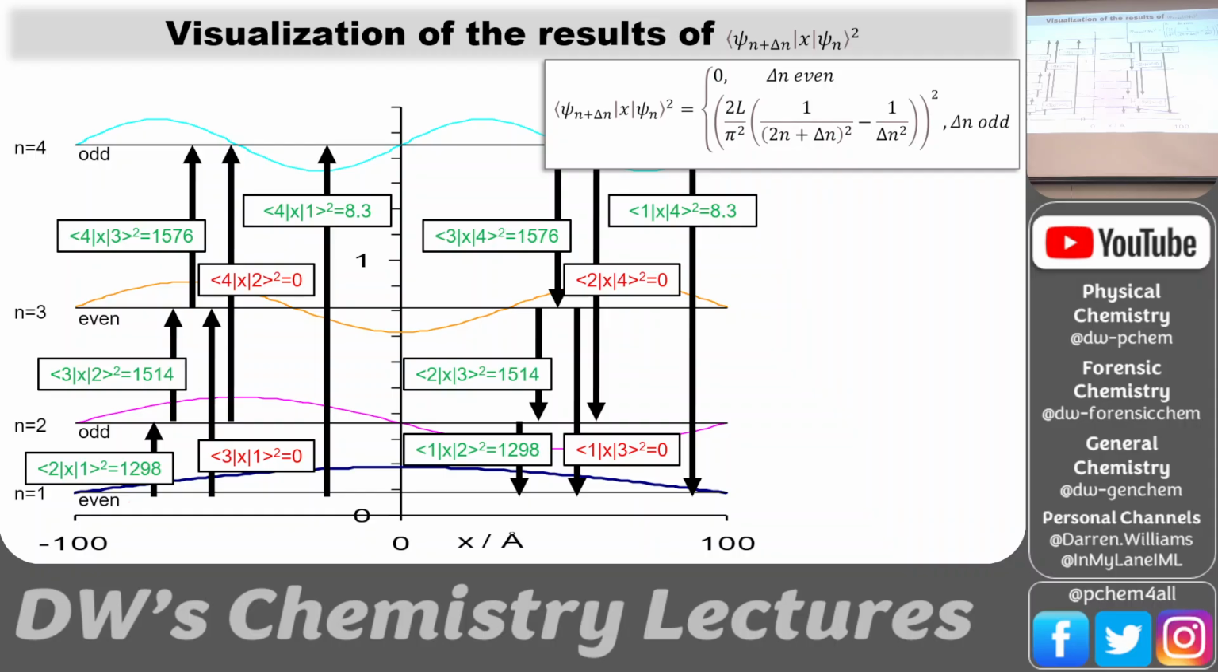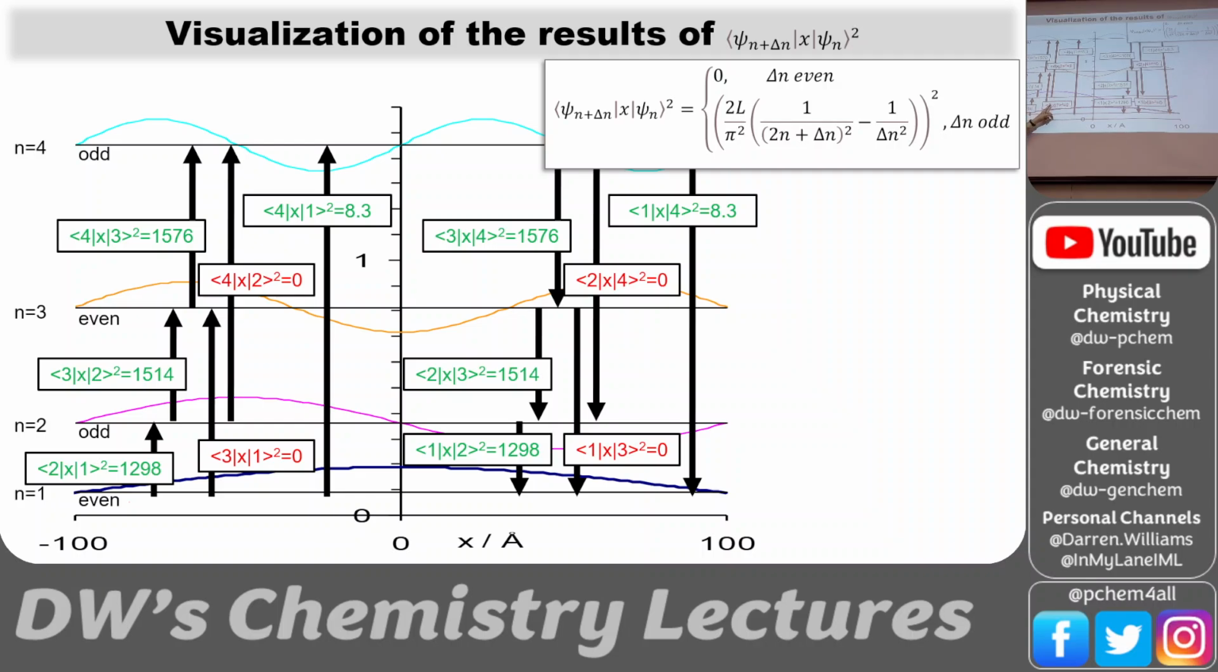And so for, I think it's a minus 100 to plus 100 box, so a 200 angstrom box, these are the intensities that we get. So this is the 1 to 2 transition. You can see my terminology here. I'm just putting the quantum numbers in there. So from state 1 to 2 we get 1298. So it's a really strong peak, a strong possibility or probability there.